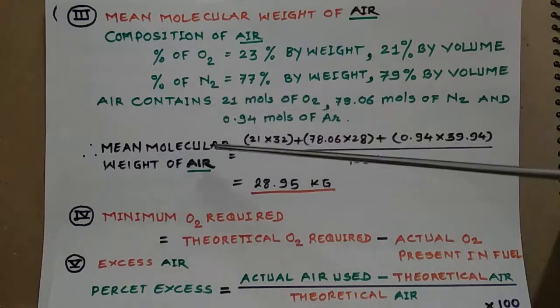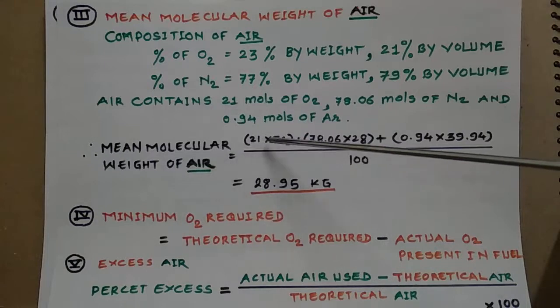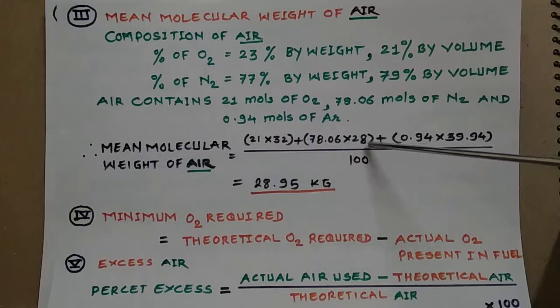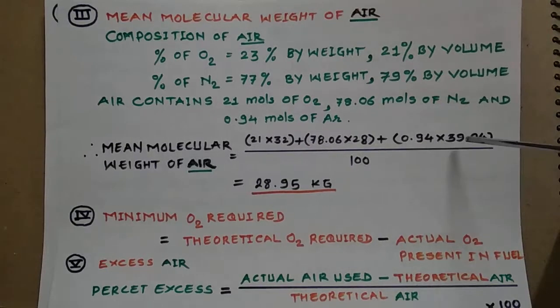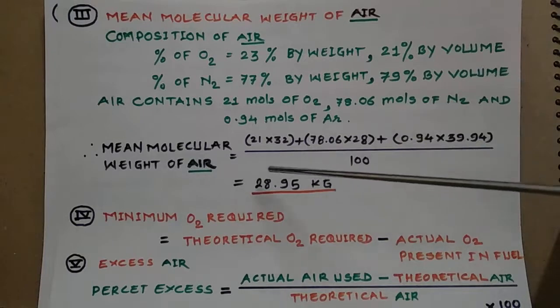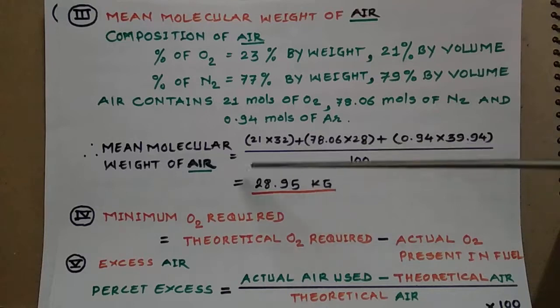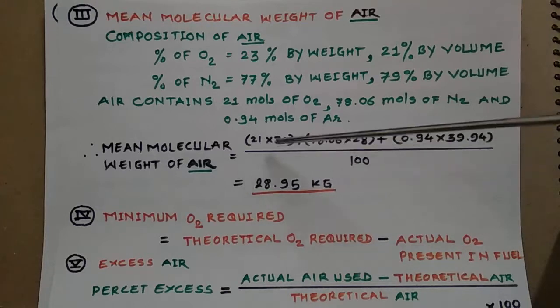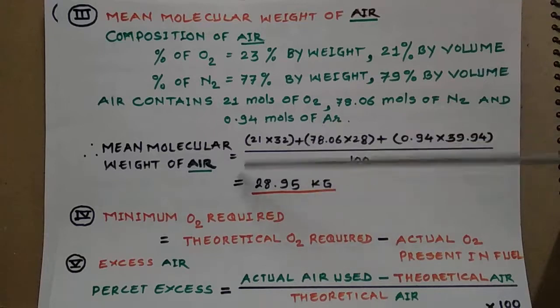So let us calculate the mean molecular weight of air. This is equal to 21 into 32 plus 78.06 into 28 plus 0.94 into 39.94, divided by 100. Here 32, 28 and 39.94 are the molecular weights of oxygen, nitrogen and argon. So this comes out to be 28.95 kg. While calculating the values of the air required, we have to consider this value only, 28.95.